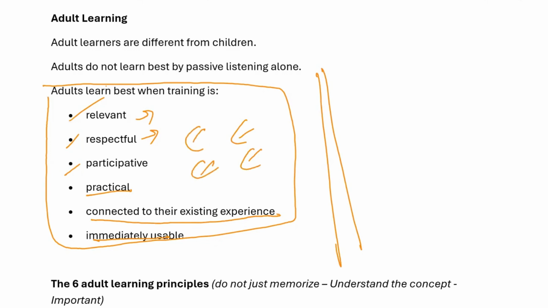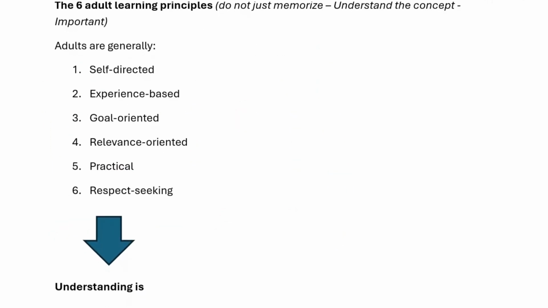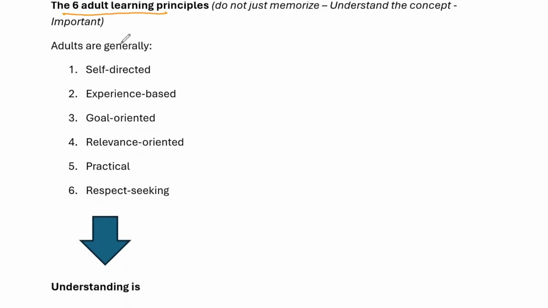Now, the six adult learning principles: you should not memorize them, but understand the concept. That is very important. Very, very important. I am saying the same thing again and again because this needs to get into your mind. Adult learners are generally self-directed, experience-based, goal-oriented, relevance-oriented, practical, and respect-seeking. Respect-seeking is very important.